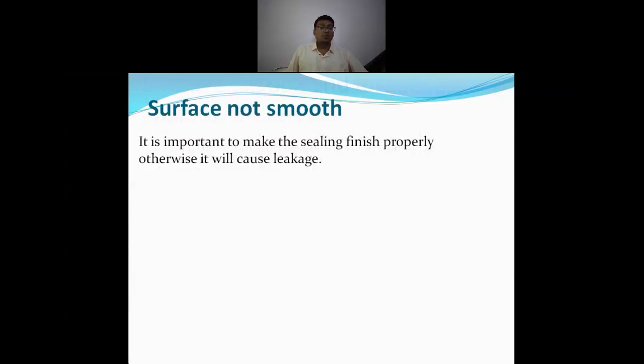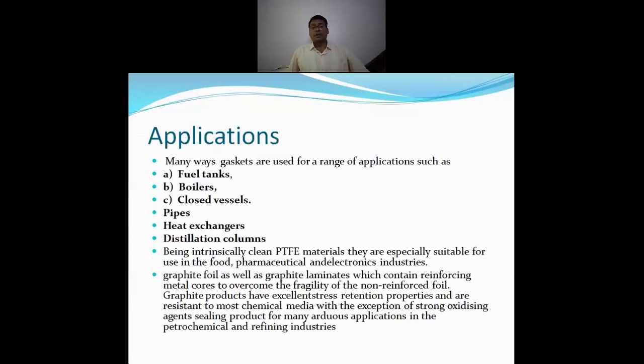Then surfaces are not smooth. It is important to make the sealing finish properly, otherwise it will cause leakage. Then the different applications. Everywhere in the chemical industries it will be required, like in pipes, heat exchangers, distillation columns, fuel tanks, boilers, closed vessels, and vessel heads.